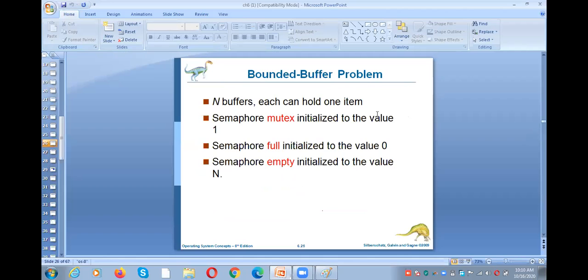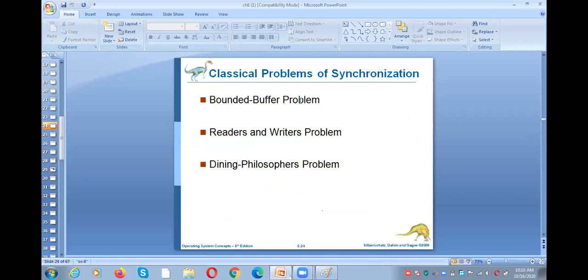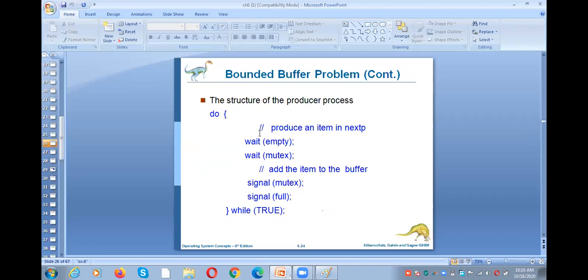So I already told you, we have 3 classical problems of synchronization: bounded buffer, reader writer problem, and dining philosophers. So bounded buffer is already over. Now we would like to talk about reader and writer.